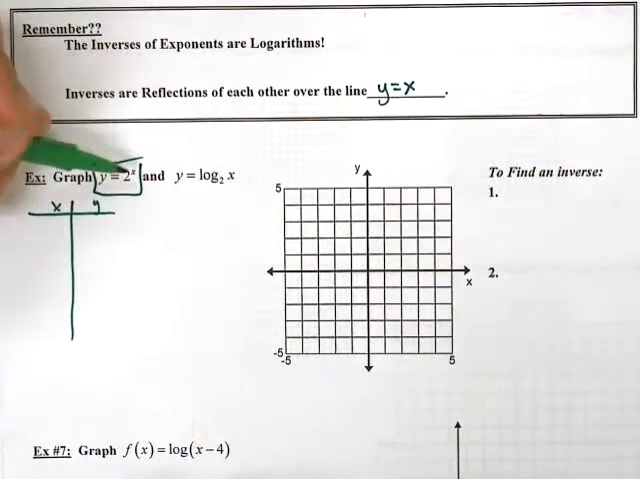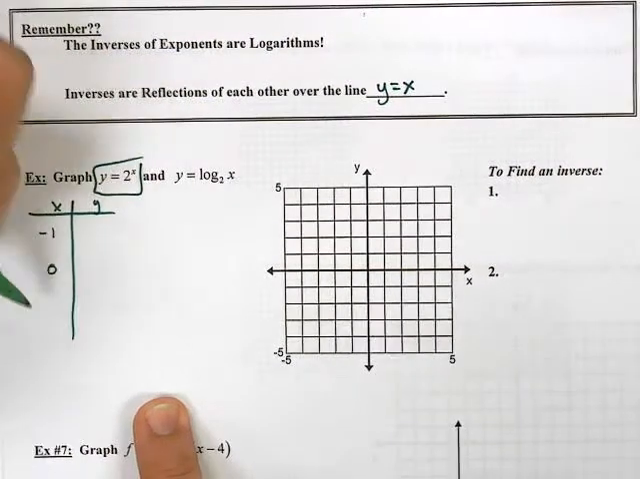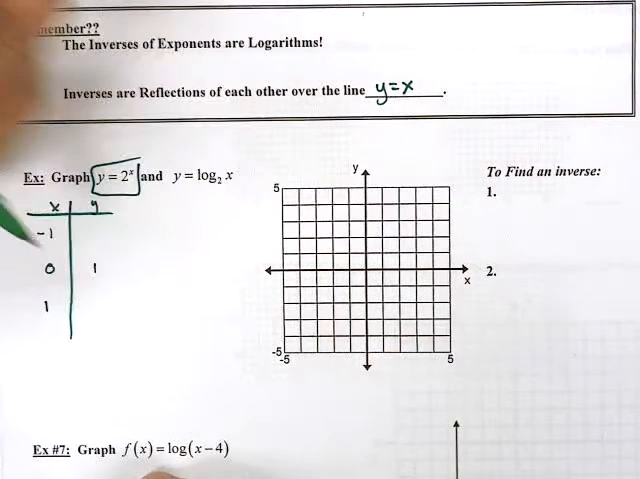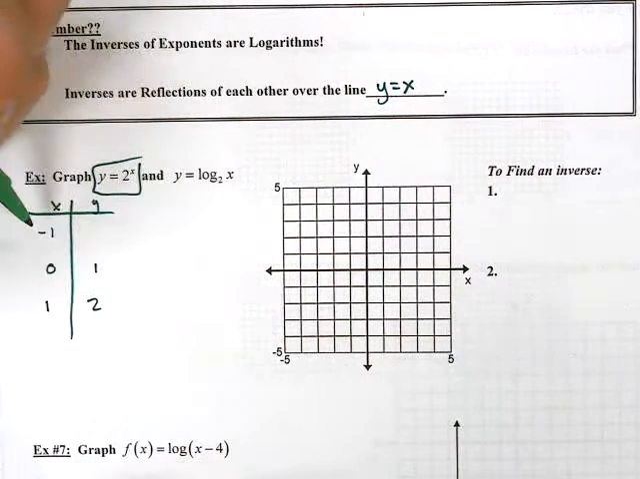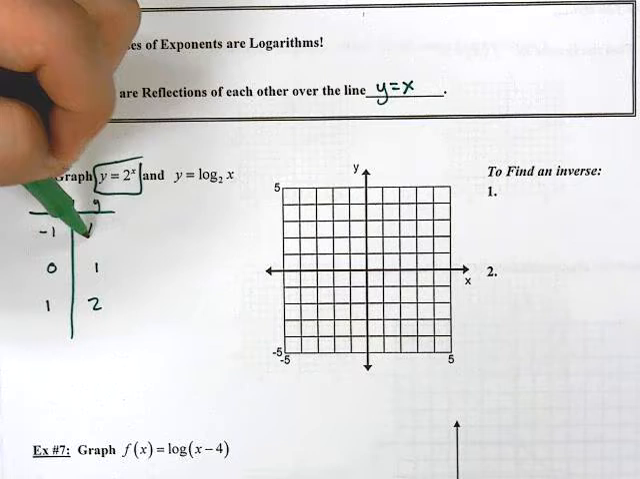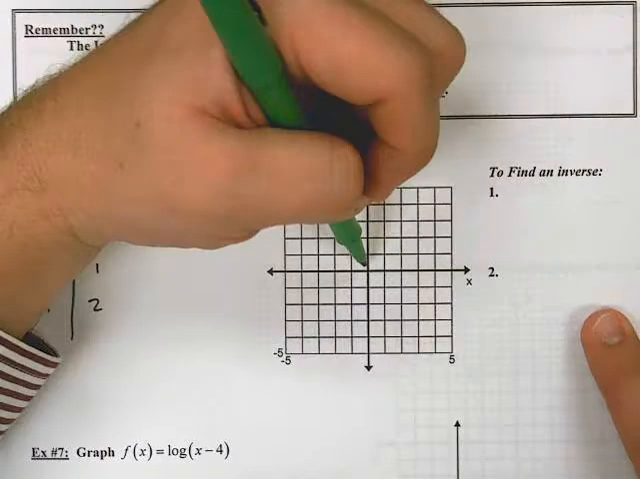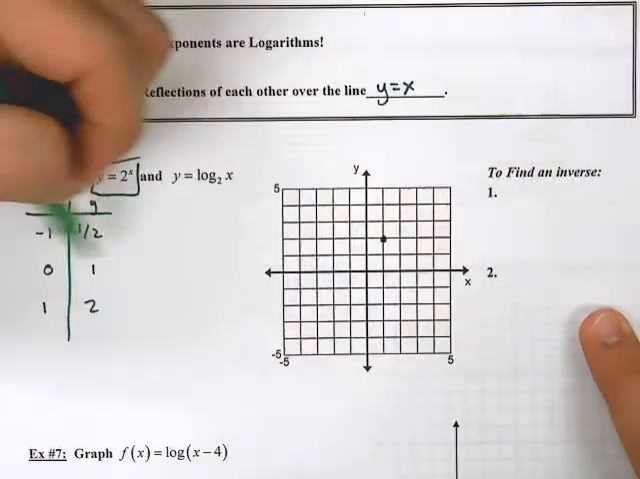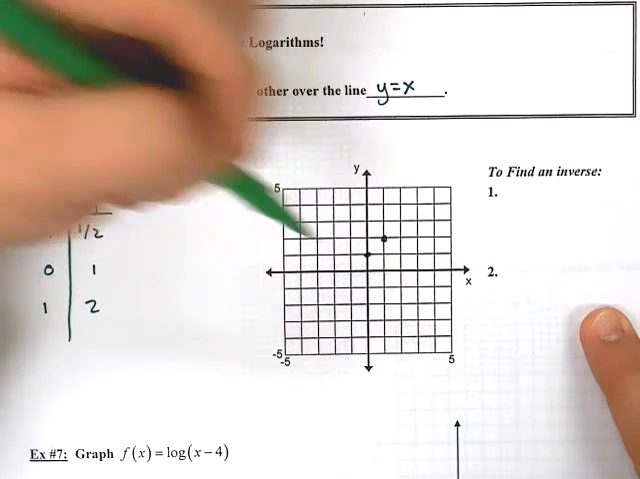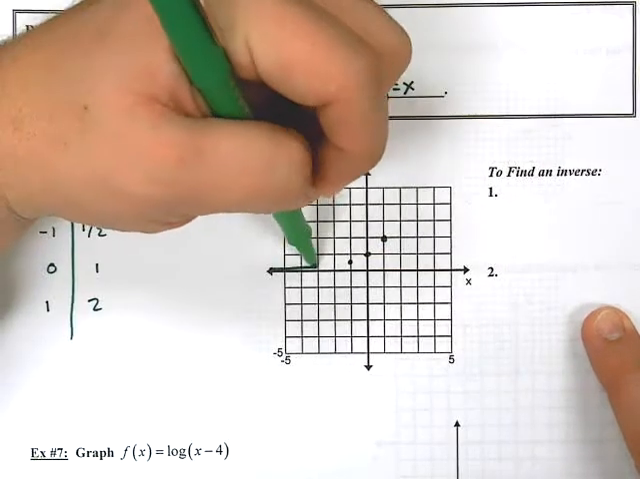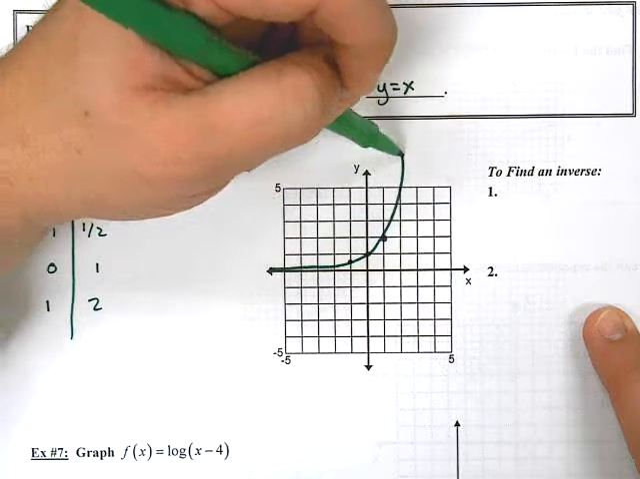And my x is my exponent, so that's where I'll put my negative 1, 0, and 1. So 2 to the 0 is 1. 2 to the first is 2. 2 to the negative 1 is 1/2. So now I could go ahead and plot these points, right? 1, comma 2, 0, comma 1, negative 1, 1/2. And I would see that I would have something like this.